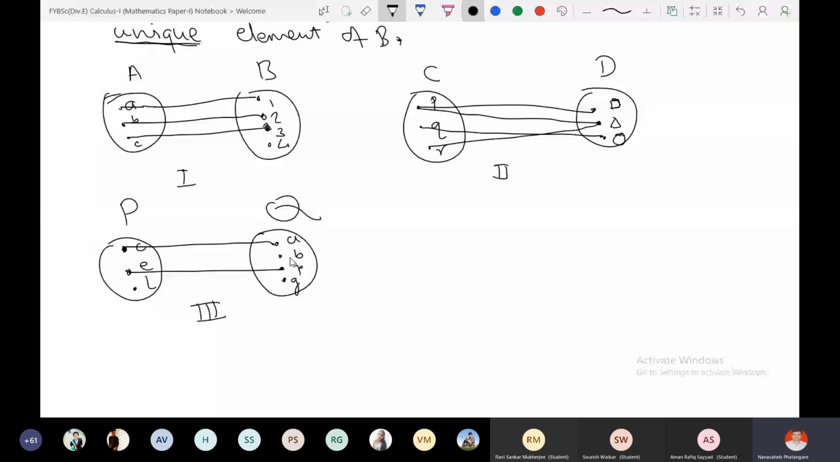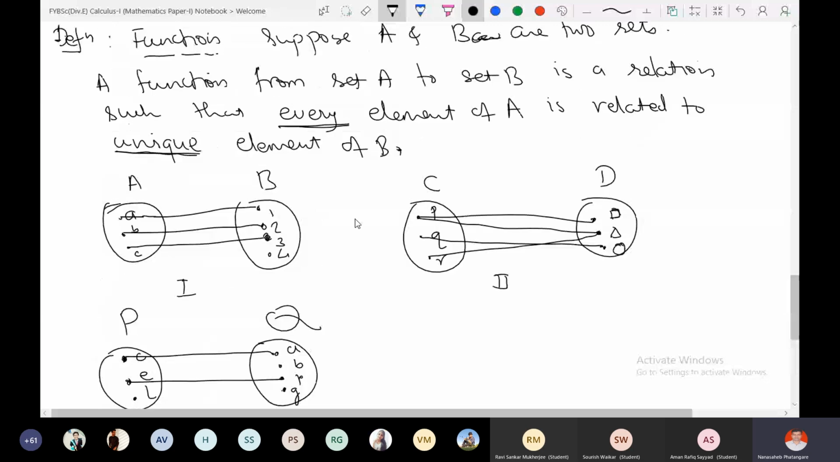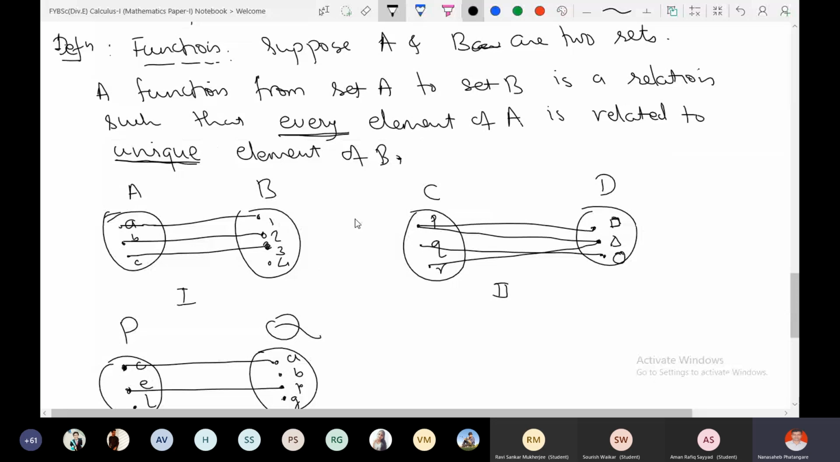Am I right? All these are relations now. But which relation is a function? Every element of A must be related to a unique element of B. So in the first situation, A is related to something, B is related to something, C is related to something. So every element of A is related. First thing, every is clear. Okay. Now second condition, unique.